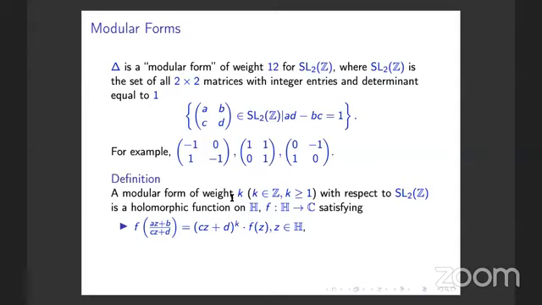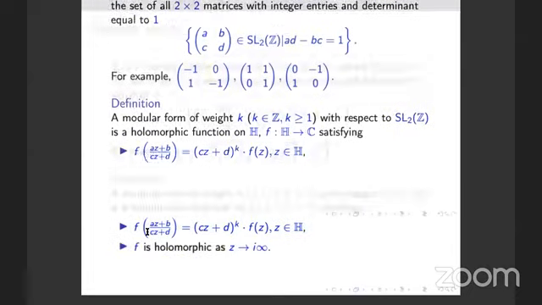So that's the role of k here. That's the weight. That's how the weight comes in. And then this is the transforming property. So this tells us how this holomorphic function behaves when I take a point in the upper half plane and operate that point by an element in SL2Z.